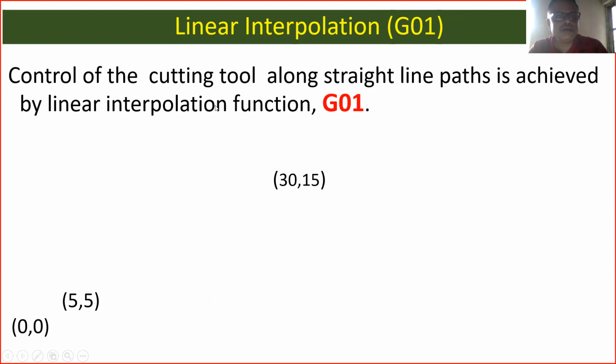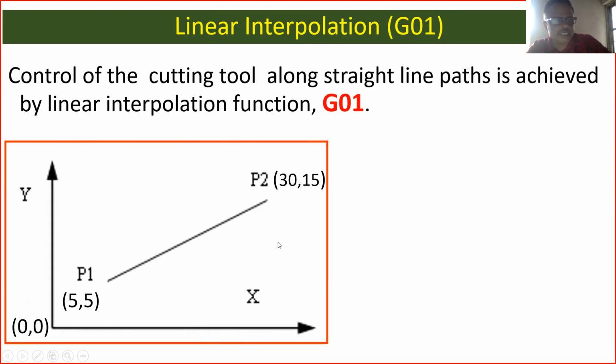This is used for tracing the linear path of the cutting tool. So it controls the cutting tool along straight line paths, which is achieved by the linear interpolation function G01. So how to use this? We will see now.